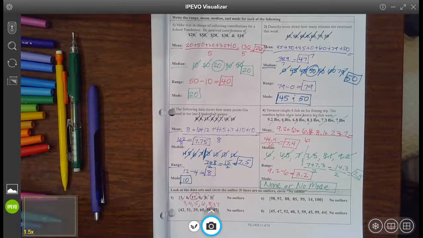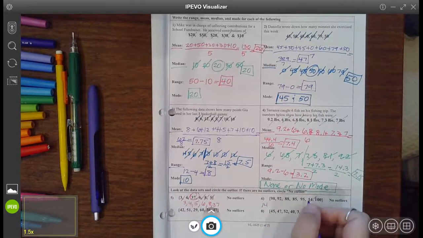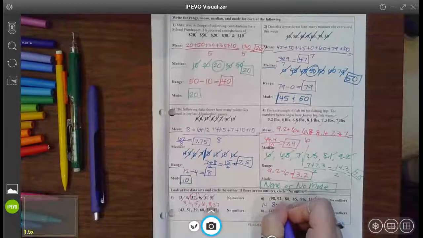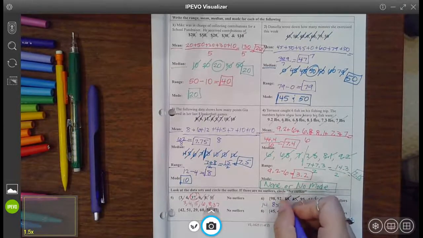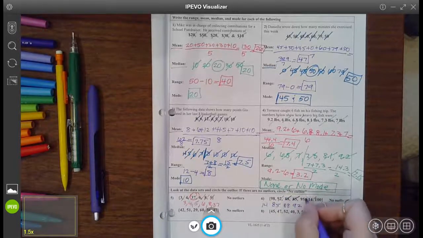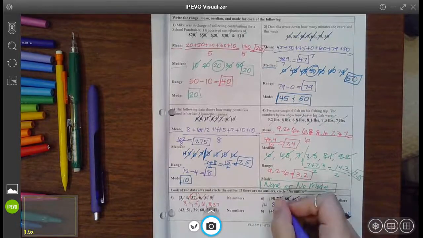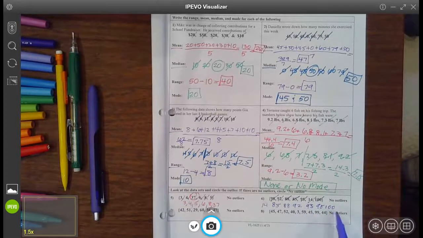Okay, number 6. Can you tell just by looking? Okay, if not, let's kind of line them up. So you have the smallest I see is 14, then 85, and then 88, 92, 95, 98, and 100. Okay, so we have like 85 to 100.